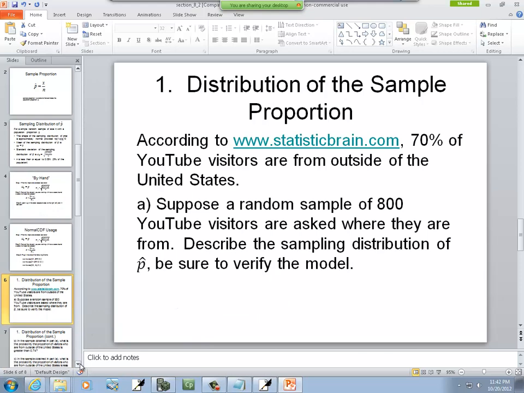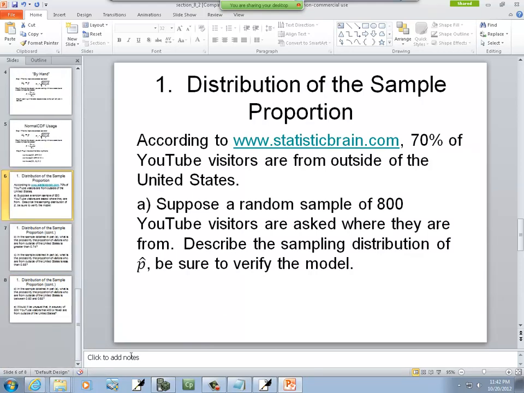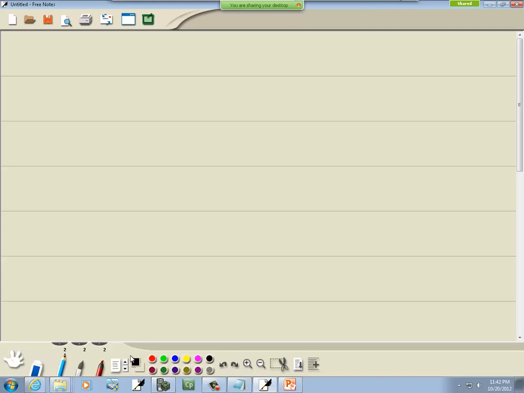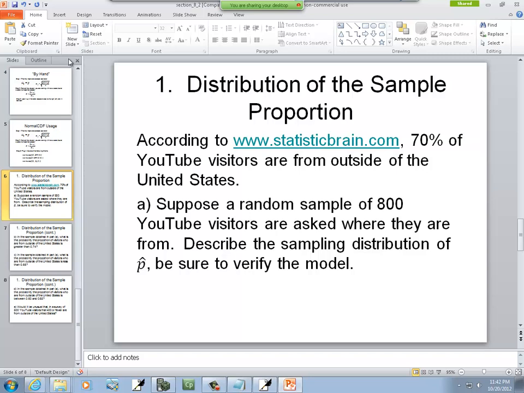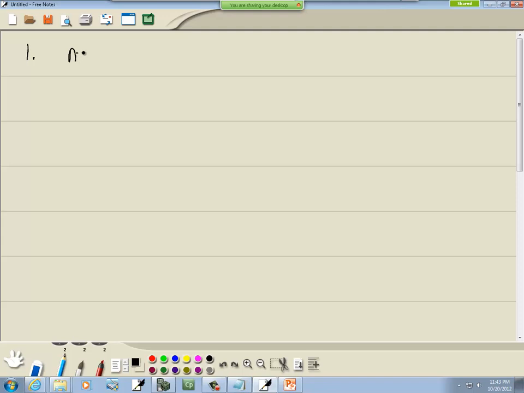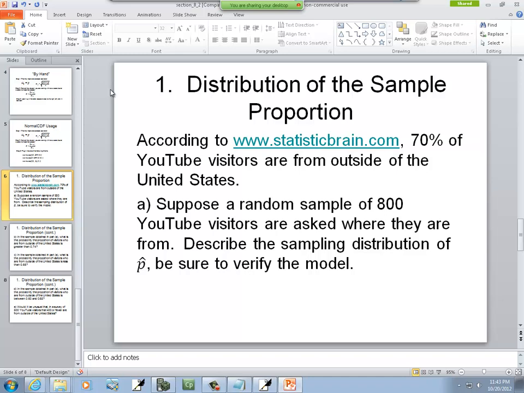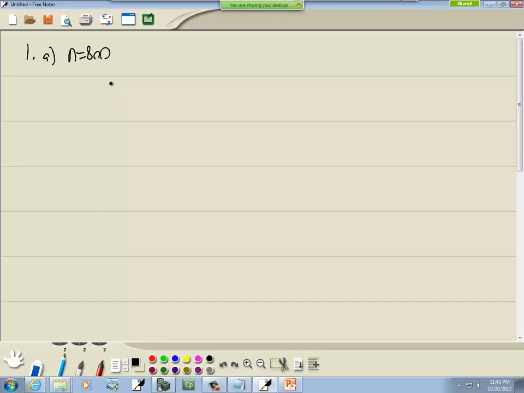Well, let's look at our problems. It says according to www.statisticbrain.com, 70% of YouTube visitors are from outside of the United States. Suppose a random sample of 800 YouTube visitors are asked where they are from. Describe the sampling distribution of p hat. Be sure to verify the model. Well, p is going to equal 0.70, 70%, or 0.7.